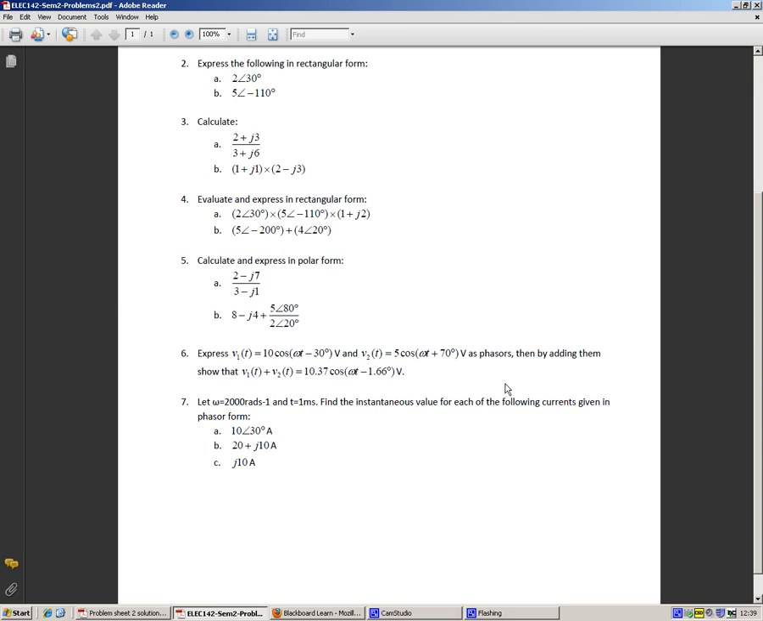This is ELEC142 Problem Sheet 2, Part 2 of the solutions. And now we're going to look at questions 4 and 5. So question 4 is asking us to evaluate and express in rectangular form the following equations.